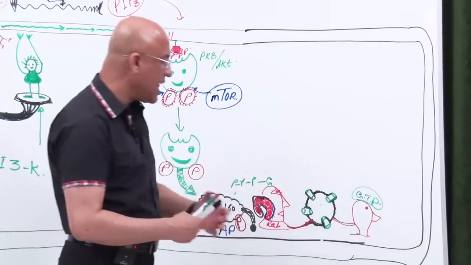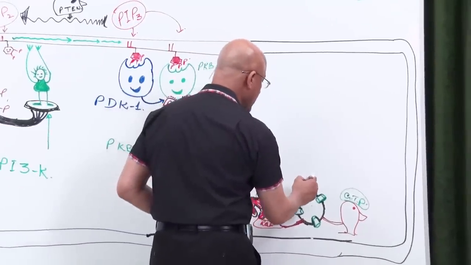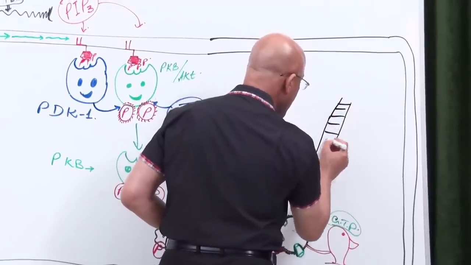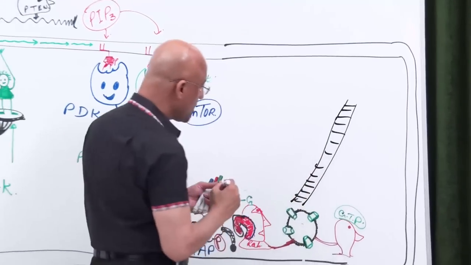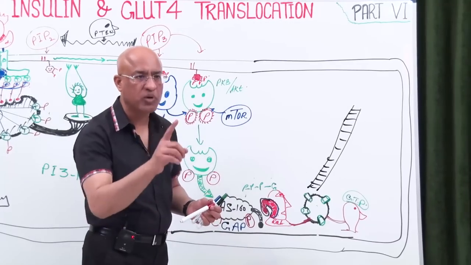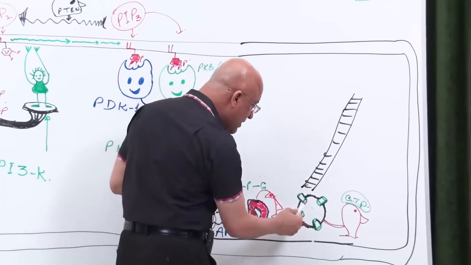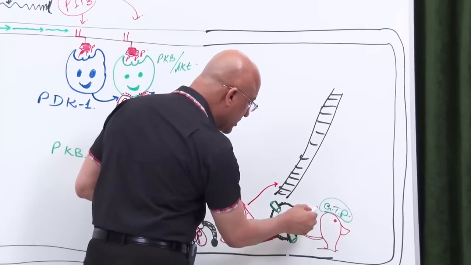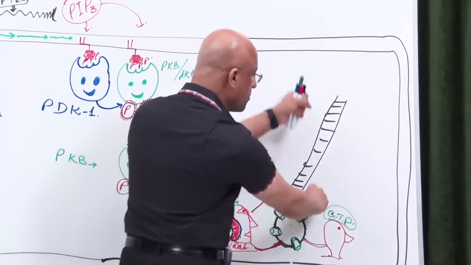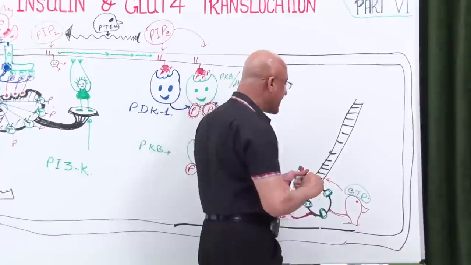Now once these Rabs are activated, they will interact with a special ladder. There's a special ladder. Now these Rab proteins, which are GTP bound Rab proteins, will interact with these special proteins, which act as a ladder and activate the molecular machinery, and this vesicle will move with the ladder. You know what this ladder is? This ladder is basically actin filament.